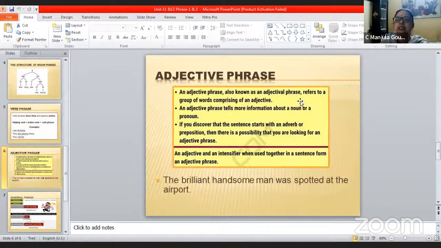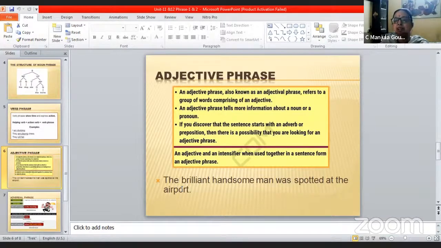Now coming to adjective phrases. The adjective phrase, also known as an adjectival phrase, refers to a group of words comprising an adjective. So basically it has an adjective in it. That's the reason we call it an adjective phrase. At times, the adjective phrase gives more information about a noun or a pronoun. That's the reason when we say adjective, it describes or modifies a noun or a pronoun. If you discover that the sentence starts with an adverb or a preposition, then there is a possibility that you are looking for an adjective phrase. So when a sentence starts with those words, then you can say that.